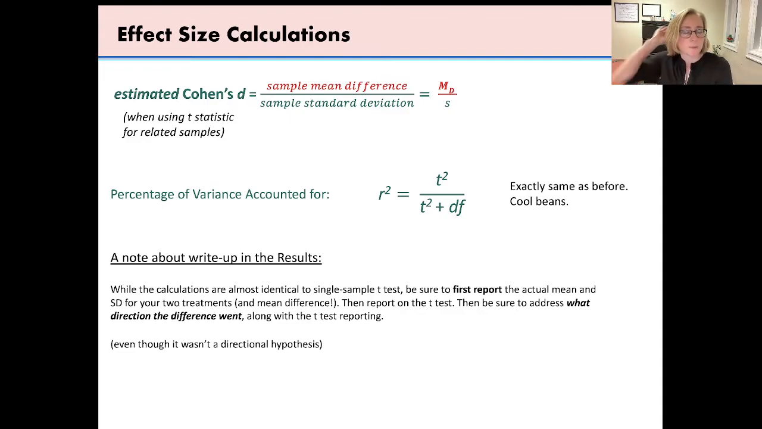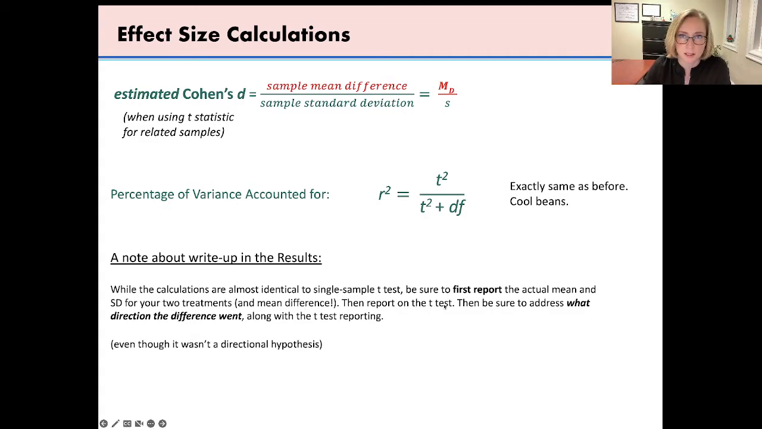So a note about write-up, even though we're doing two-tailed hypothesis testing, you always want to make sure what direction the actual effect was. So calculations are almost identical to single sample t-tests, super cool. We don't need to make major changes. We're just dealing with difference scores now. Make sure that you do report first what the actual mean was for the different groups. I always like to put as much information as possible. You can also just put the mean difference, or you can report their means and the mean difference.